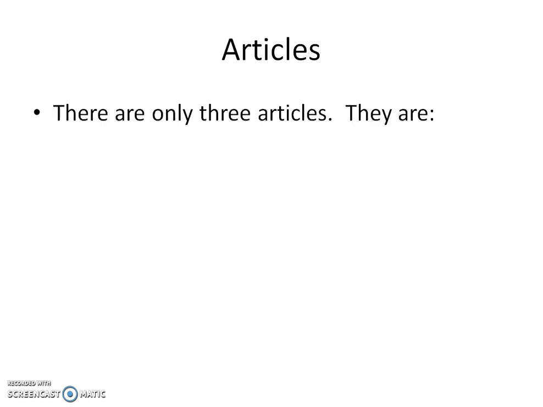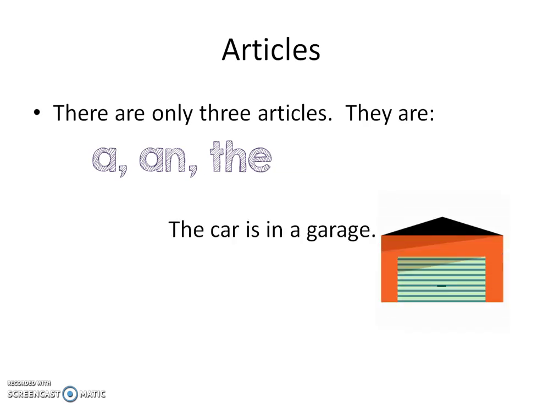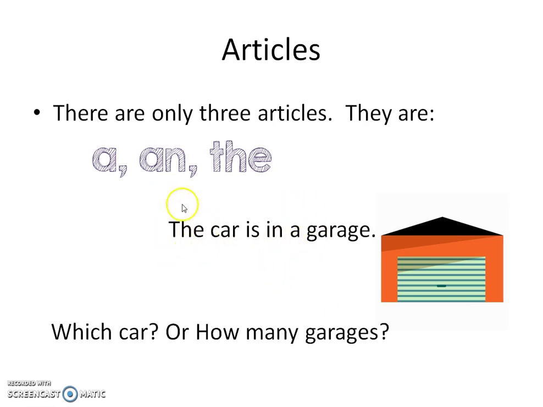Articles are another type of adjective. There are only 3 of them. 3 articles. They are a, an, and the. And the articles usually answer the questions of which one or how many. The car is in a garage. So we have the and a. Tell me which car, the car, how many garages? A garage, so just one garage. Those are articles. They act as adjectives.